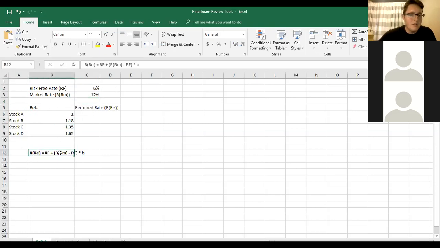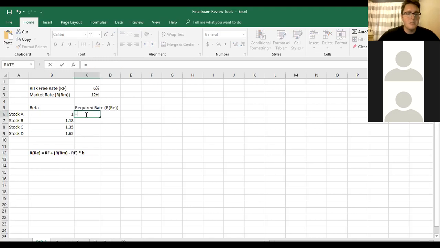So I'm just going to plug in all those numbers into this equation right here, and Excel will do the work for me. If you don't have Excel, this is a really easy one to solve with pen and paper and a calculator if you have one. Just a regular calculator is fine. We're just going to put equals and then follow that equation. So my risk-free rate plus, and then in parentheses, the market rate minus the risk-free rate, close parentheses, and times the beta. And that tells me that for stock A, my required rate of return is 12%.